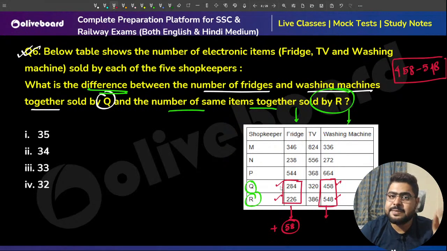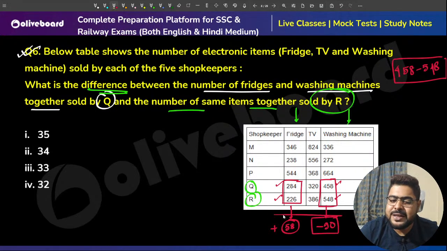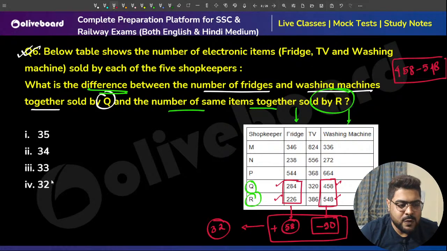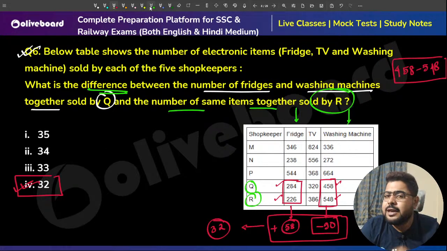Because difference means bigger one minus the smaller one. So if you do that, you see this is very simply minus 90. So your difference will be this. So that is 32 I'm getting. 32, simple answer.